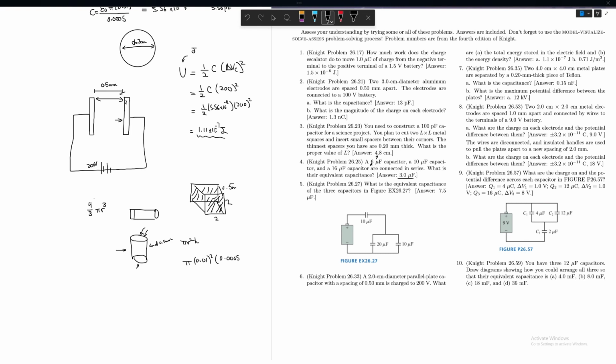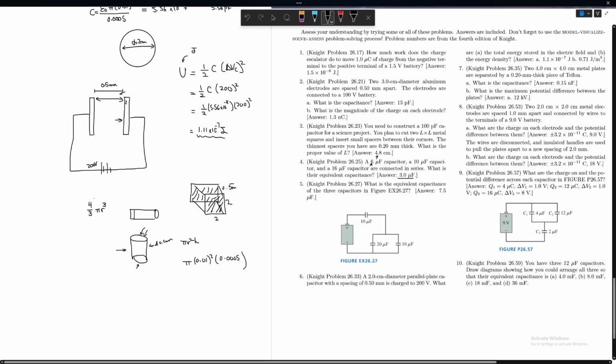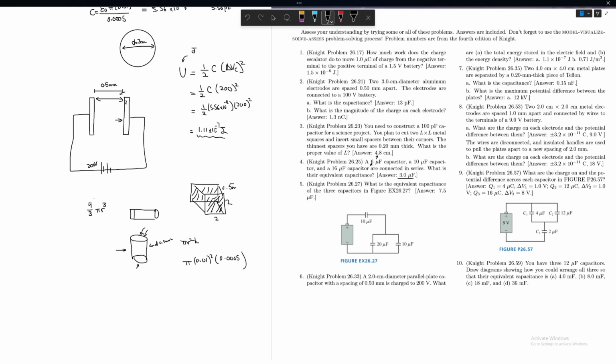Just to confirm one more time, if I have 0.5, yep, we got that right. And so doing this here, what I'll get is pi times 0.01 squared times 0.0005. What this would give me is 1.57 times 10 to the negative 7. Yep, this is meters cubed because it's a volume.